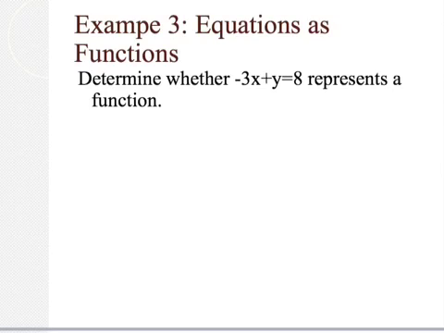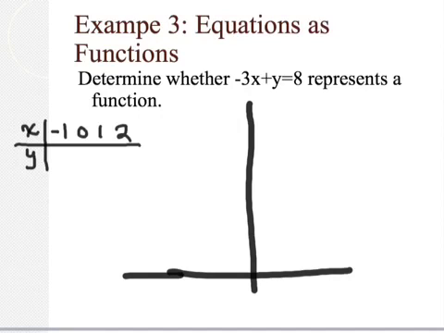Example 3, we're looking at equations as functions. We're going to determine whether this particular equation represents a function. So in order to make this determination, we're going to set up a table, get some values, graph the function, and then do the vertical line test. So I just chose at random -1, 0, 1, and 2. When I plug them into the equation for x, I get the following. So I get those corresponding values, and now what I'm going to do is plot the points.